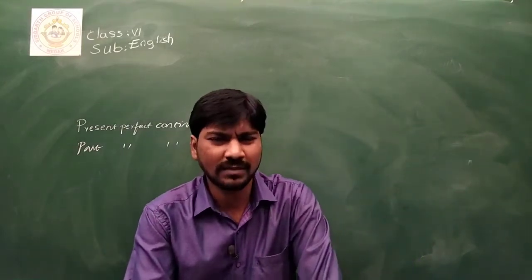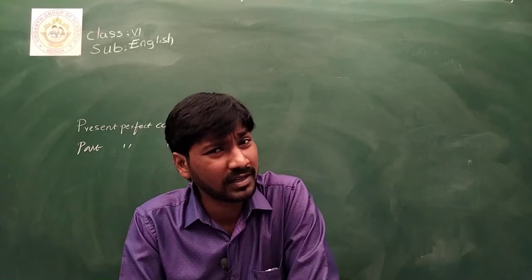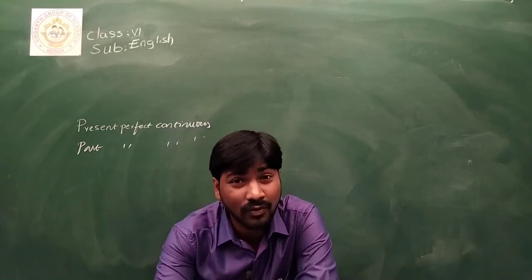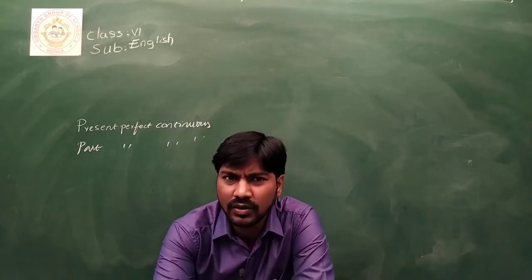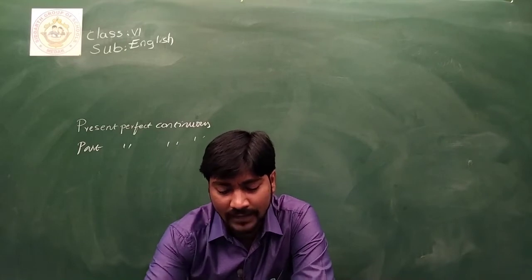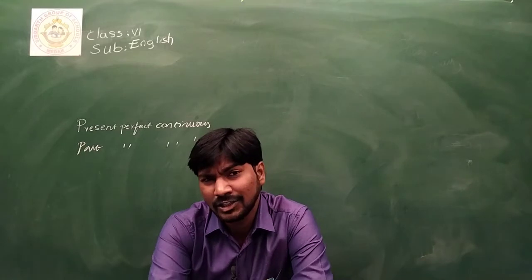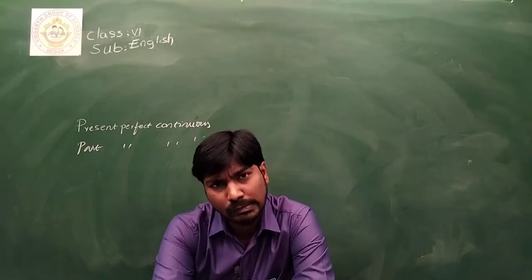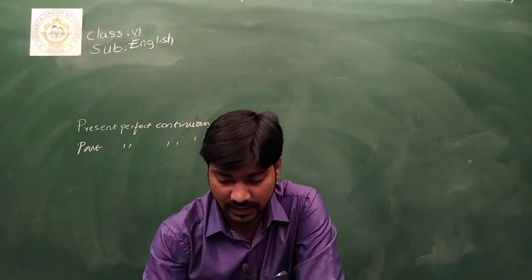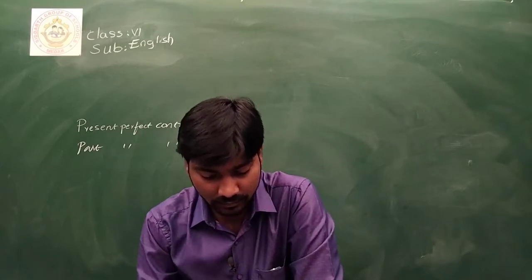4 rules, 4 steps. Number 1, subject object place, object subject place. Number 2, be by. Number 3, v3. Number 4, auxiliary verb. These 4 rules, if you keep in your mind, that will be very easy, and you can be very perfect in changing the active voice to passive voice, right? So let's go for the next tense.